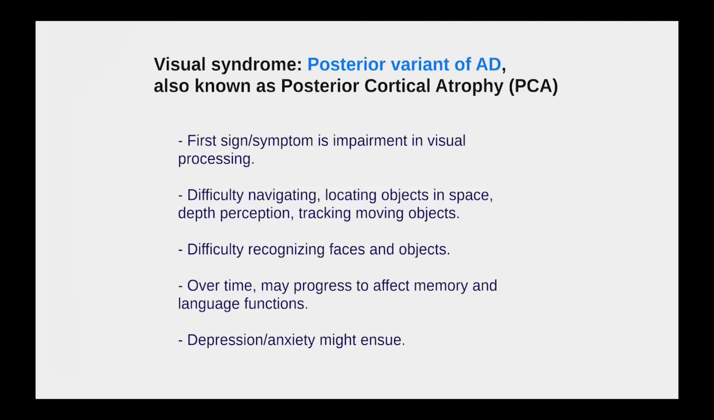Now, people with Alzheimer's disease may also present with primary difficulties with visual processing, not necessarily affecting their memory. This is a syndrome that is currently known as posterior cortical atrophy, and some people refer to it as the posterior variant of Alzheimer's disease. In these people, usually the disease presents earlier for reasons we don't understand. So they are younger, maybe in their early 60s or late 50s. The first sign and symptom is impairment in visual processing. They start having difficulty locating things in space.